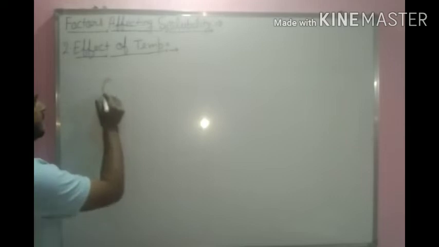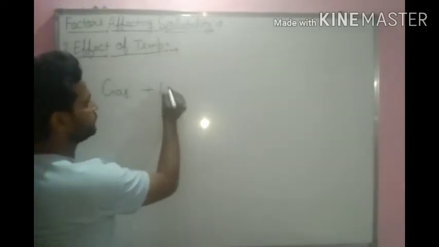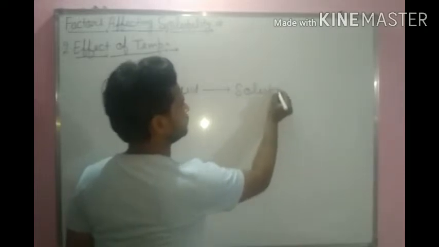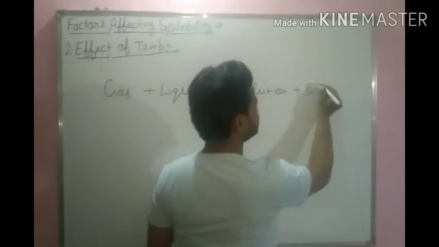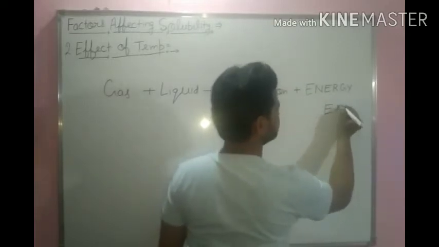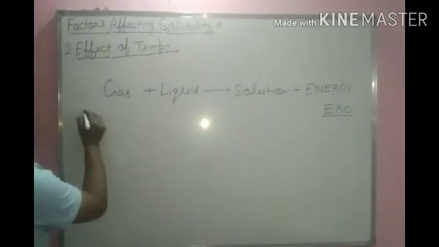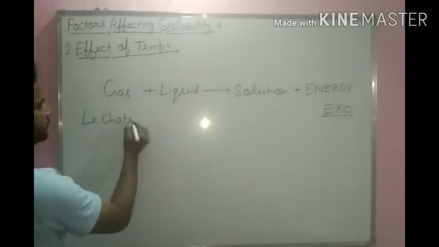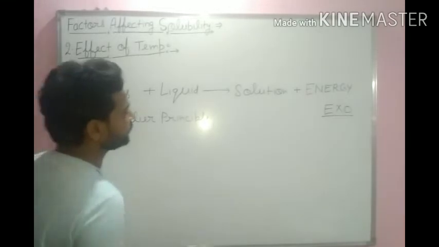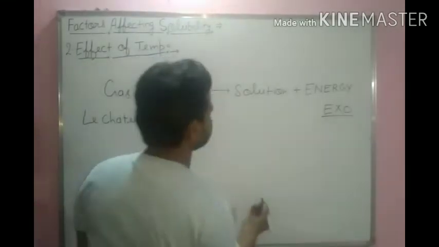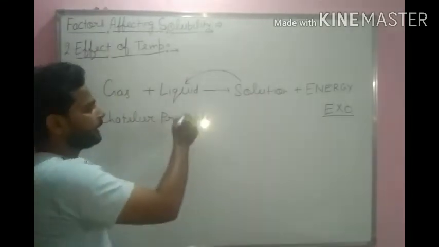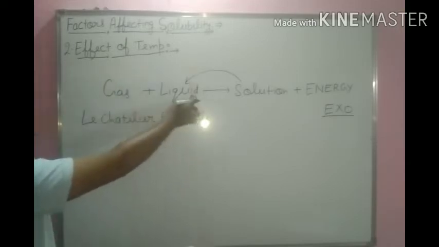Now, when gas dissolves in liquid and forms a solution, it releases some amount of energy, means the process is exothermic, and from Le Chatelier principle we know that for an exothermic reaction, when the temperature increases, equilibrium shifts toward the direction of reactants. So we can say that as the temperature increases, the solubility of gas decreases in liquid.